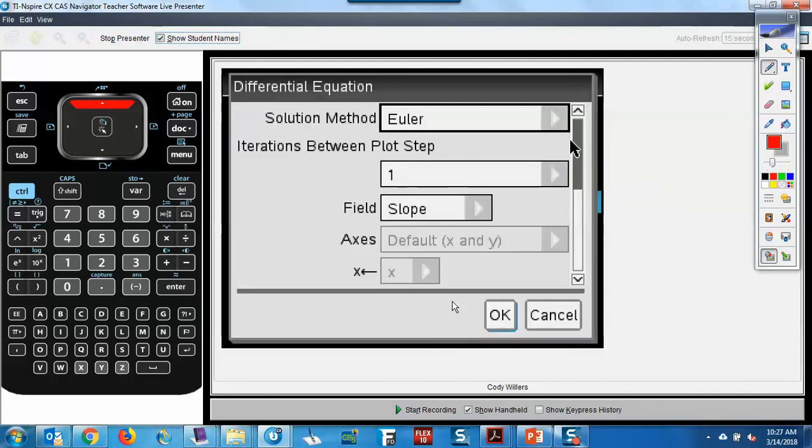Okay, click on that. Okay, so everybody see that? It says a solution method, Euler. Okay, hit the right arrow. If you hit the right arrow, there's another one that says Runge-Kutta. Think of it this way: Euler's like left rectangles. Runge-Kutta is like Simpson.